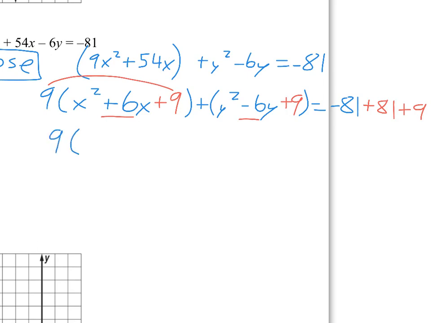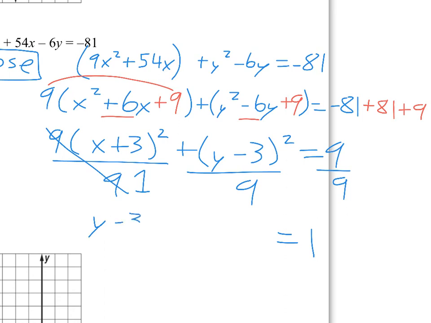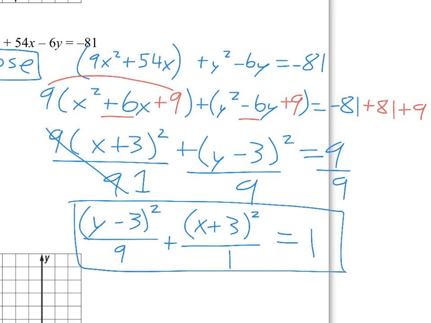Now we factor: 9 times x plus 3 squared plus y minus 3 squared equals 9. An ellipse is supposed to have a 1 on the right side, so we divide everything by 9. So we know the right side is going to equal 1. These 9s are going to cancel, so this is going to have a 1 underneath. Remember, for an ellipse, the bigger denominator is supposed to go first. So I'm going to change the order. I'm going to put the 9 first. And I'm going to write the 1 underneath because an ellipse is supposed to have a denominator for both.